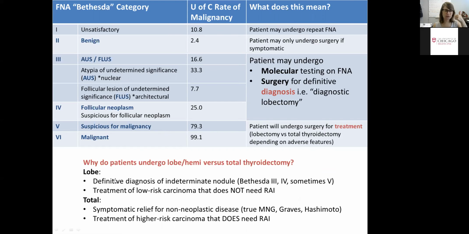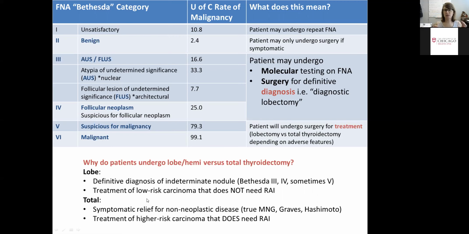So usually a lobe is for definitive diagnosis of those indeterminate nodules like 3, 4, and sometimes 5, or treatment of a very low risk, small cancer, node negative that does not need radioactive iodine, all right? A patient might undergo, on the other hand, total for symptomatic relief of non-neoplastic disease like true multinodular bilateral compressive goiter, Graves, Hashimoto's, or treatment of a higher risk carcinoma that does need radioactive iodine, right? So total thyroidectomy is no longer the default for cancer.